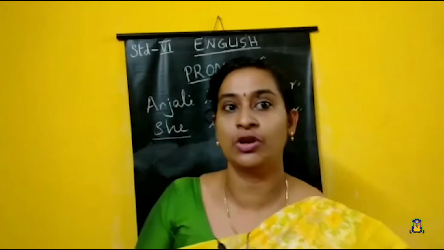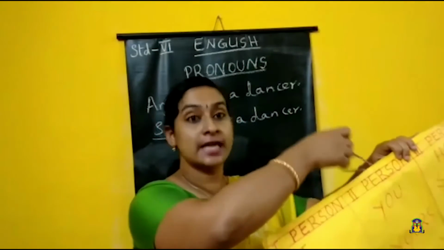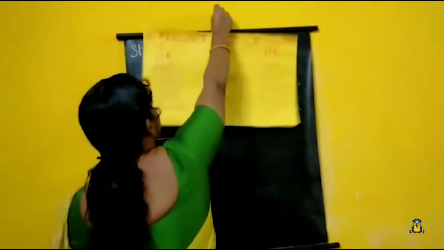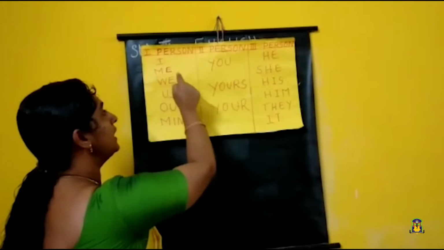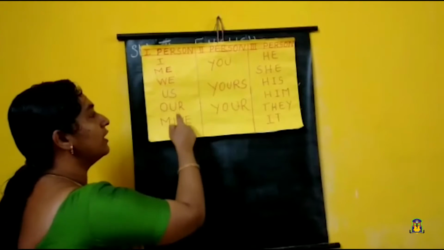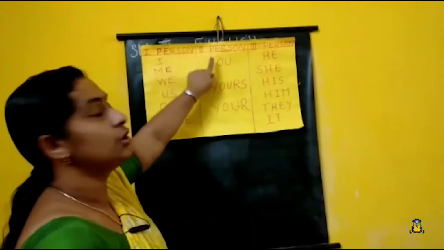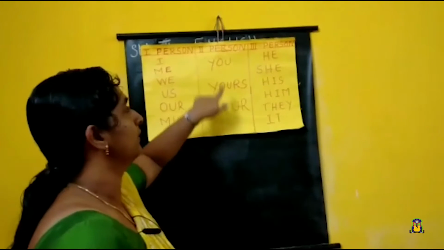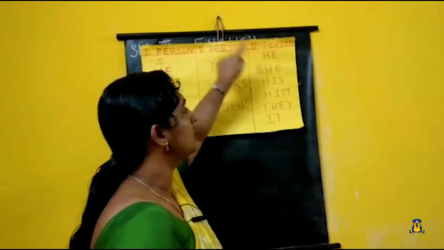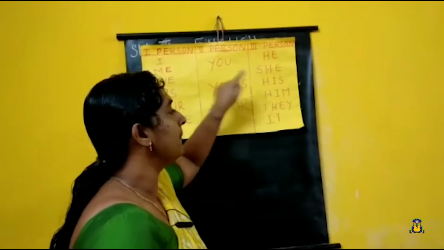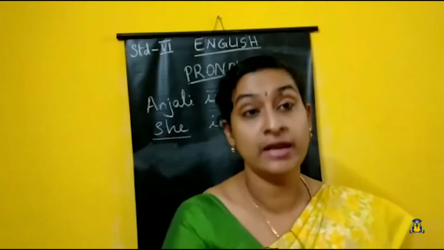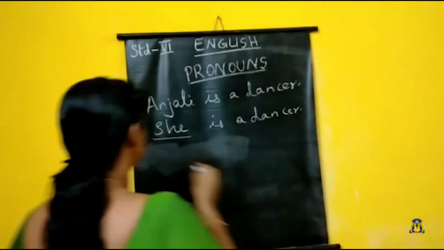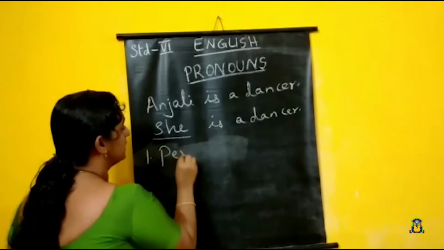Here is one chart for you, the examples of personal pronoun. Look here. First person: I, me, we, us, our, my. Second person: you, yours, your. Third person: he, she, his, him, they, it. Okay, these are the examples for personal pronoun. How many persons are there? 3 persons. The first one is personal pronoun.